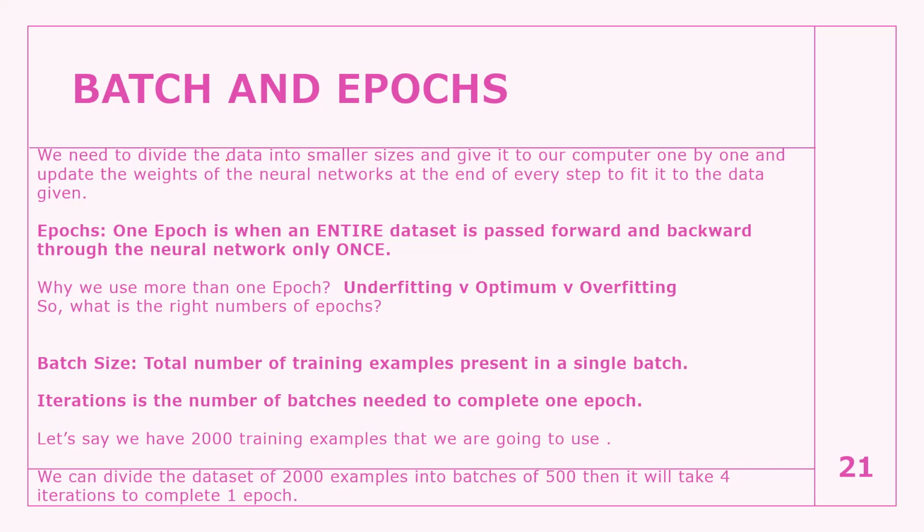If you have, let's say, 2,000 input rows, and you create a batch of 500, that means you're saying that I'm not going to take all the 2,000 in one go. I will take batches of 500, 500, 500 as input. So it will take 4 iterations to complete one epoch. An epoch is how many times you are passing the entire dataset through the forward and backward network. If it is an ANN, it's only forward.